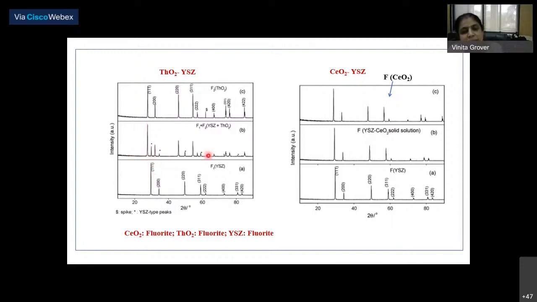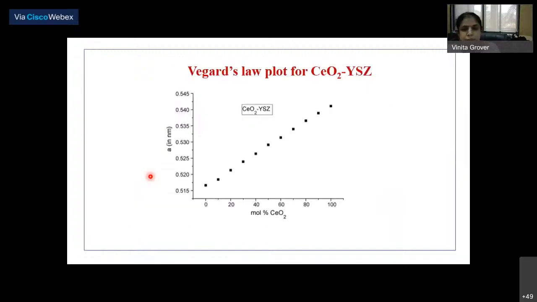So here the XRD pattern will tell me, my XRD doesn't know that I had end members as thoria or YSZ. It simply tells me that you have two phases here which are both of fluorite type. And when I compare this pattern with my end members, I have the entire story clear in front of me. Okay. This is how XRD studies help in studying your solid solutions.